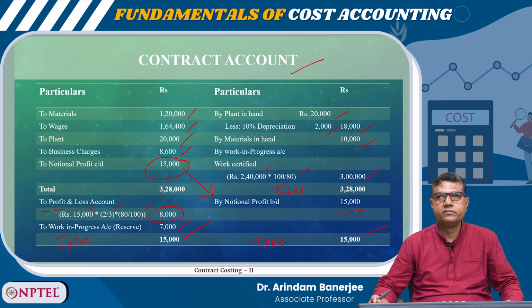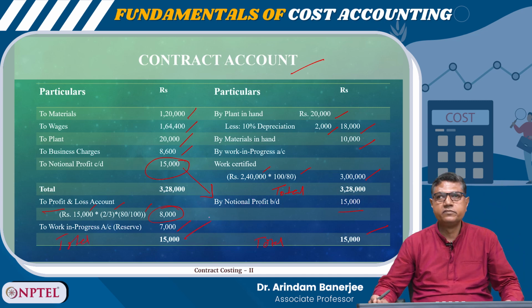On the right hand side, the material returned is 250, materials at site is 200, work certified is 20,000 and work uncertified is 149. So 20,149. If we add these, then the right hand side total will be 20,599. So this will be my total, right? And this is my total. So my notional profit, the balancing figure, should be 3,324, right?